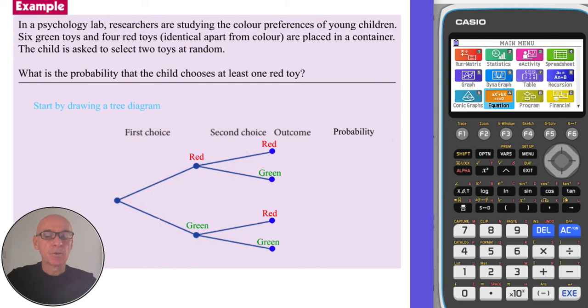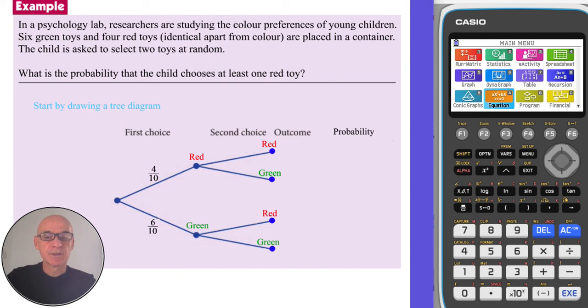In this question, we're asked to calculate the probability that the child chooses at least one red toy. For the first choice, there are 10 toys to choose from, and 4 of them are red. So the probability of choosing red would be 4/10. And there are 6 green toys, so the probability of choosing green first would be 6/10. Again, remember, whenever the trees branch, the probabilities have to add up to one whole, as shown there.